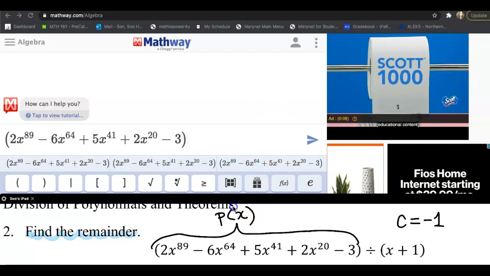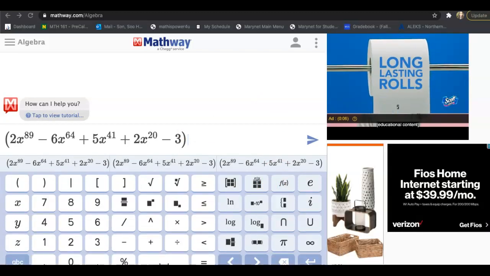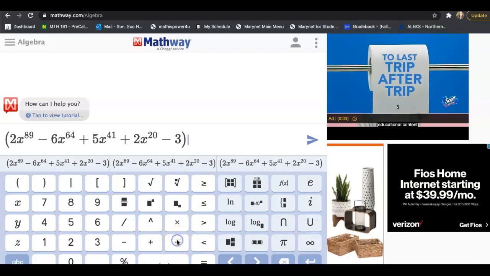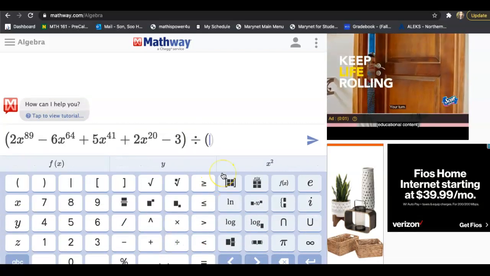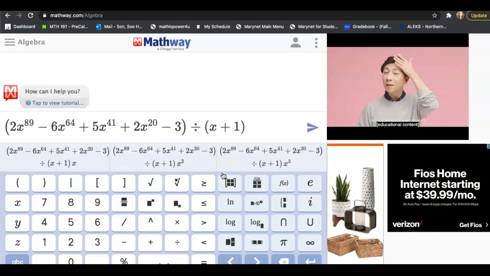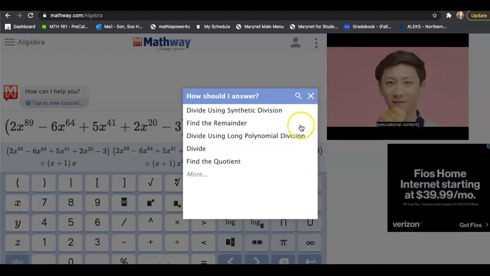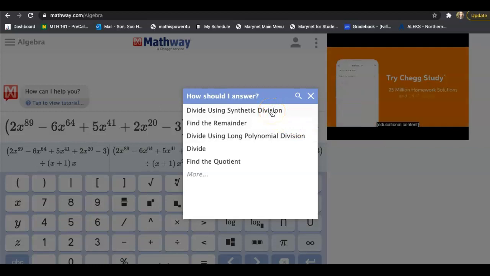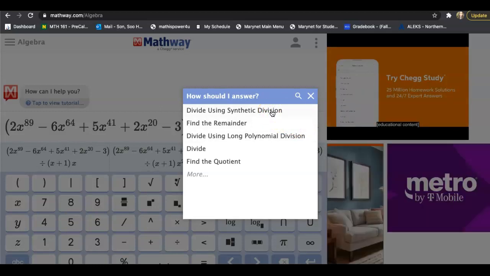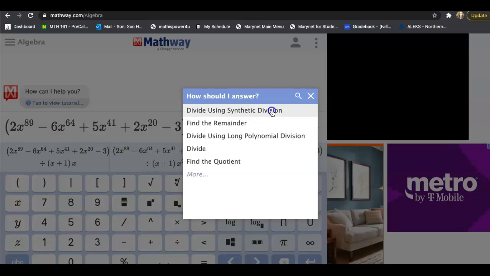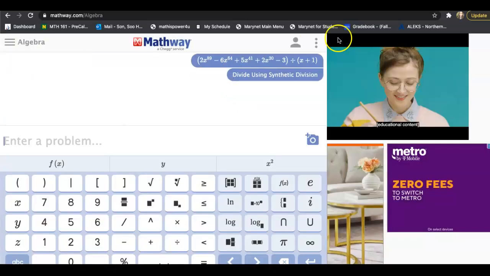How do I type in the division symbol? Oh, they have that right here. And then I'm dividing by x plus 1. Because when I'm grading your exam, I will ask you to show me all this work that we wrote down. Let me click on it and say using synthetic division. I'll click on that and show you what they will do for us.